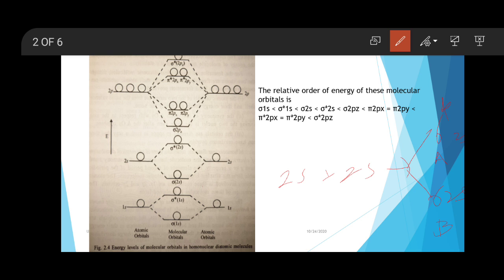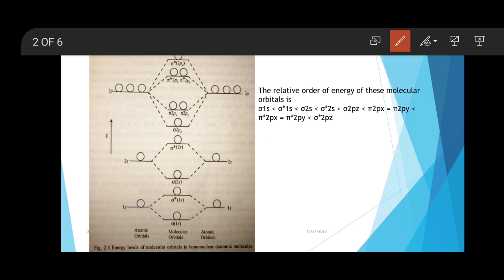Once you understand the diagram, there is nothing more in this chapter, because everything is based on this particular topic. And I assure you all, students, that a 5-mark question will be asked on the MOT diagram in every kind of examination. In our 5th semester, 100% that question will be asked on this topic.